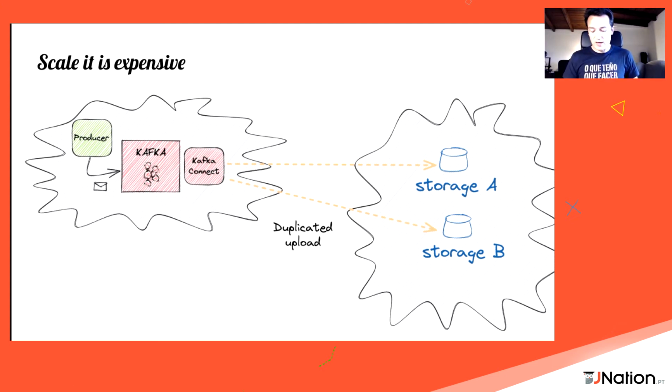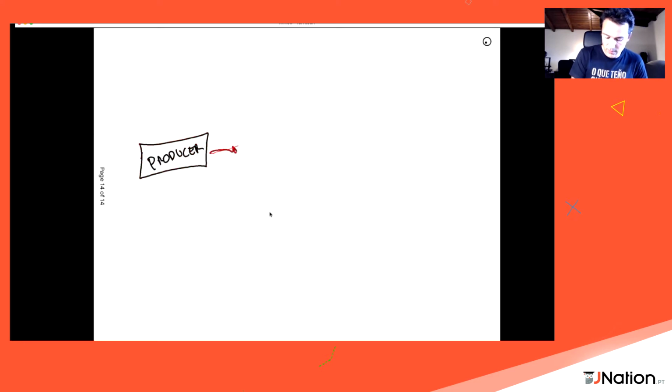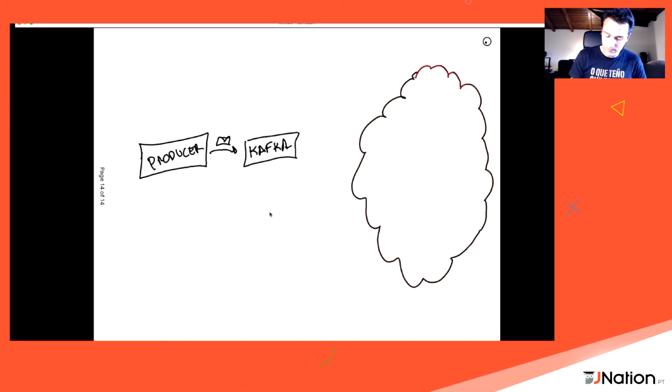So how can we avoid that? It's with the next pattern. And this is my favorite thing because it enables a lot of things. We have the producer. It sends the information to Kafka. Now we have again our cloud and Kafka Connect.